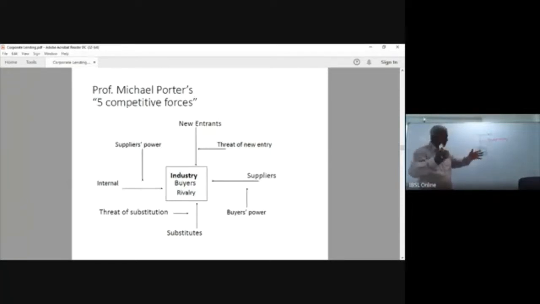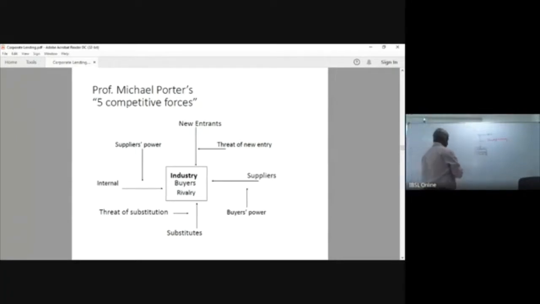Competition within the industry. So this is the industry. Within the industry, there is internal rivalry of the existing companies. The existing companies are one force, internal rivalry. Among themselves, they are fighting for the market. So another force, new entrants. When the new entrants are coming, what will happen? If the new entrants are coming into the industry, the competition will increase. We call it threat of new entry.